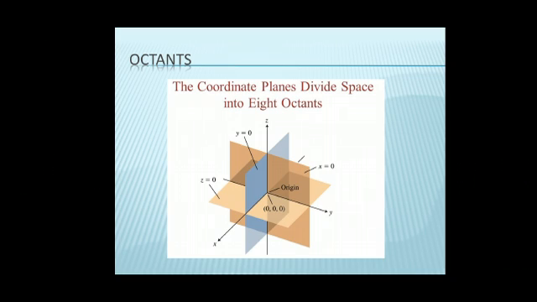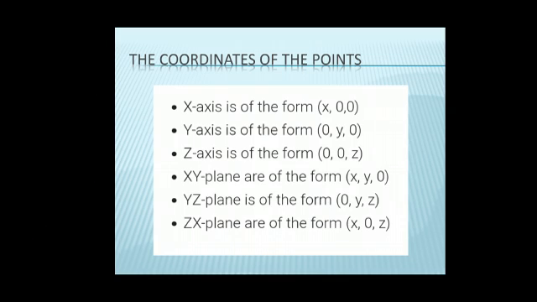space into 8 octants. Now the coordinates of the points on the x-axis are of the form (x, 0, 0), on the y-axis (0, y, 0), and on the z-axis (0, 0, z). Now if the point lies on the xy plane, then its coordinates are of the form (x, y, 0), on the yz plane of the form (0, y, z), and if the point lies in the zx plane, then the coordinates are written in the form of (x, 0, z).